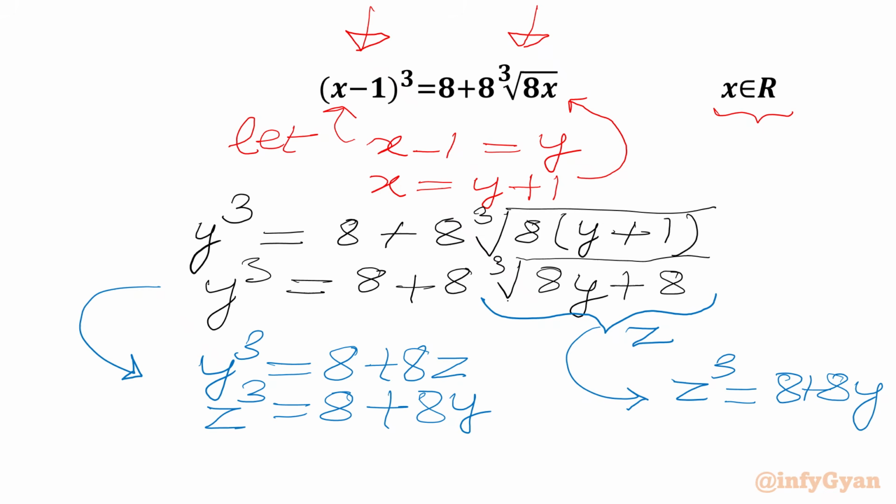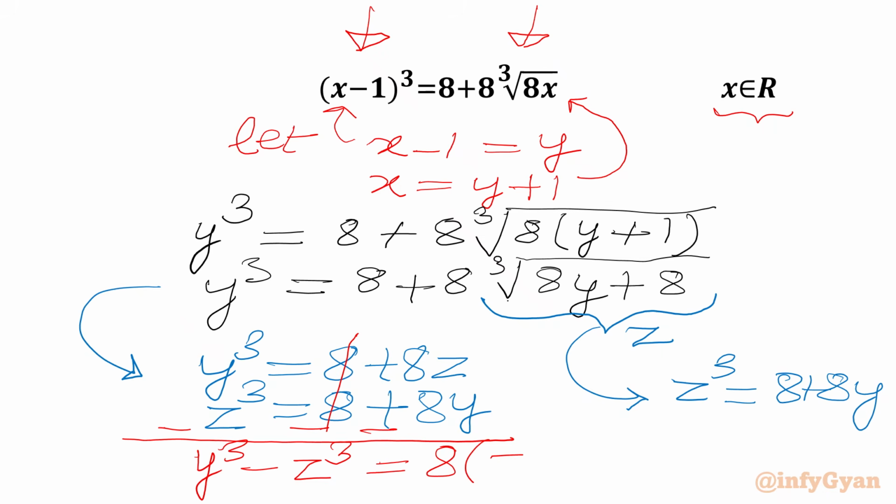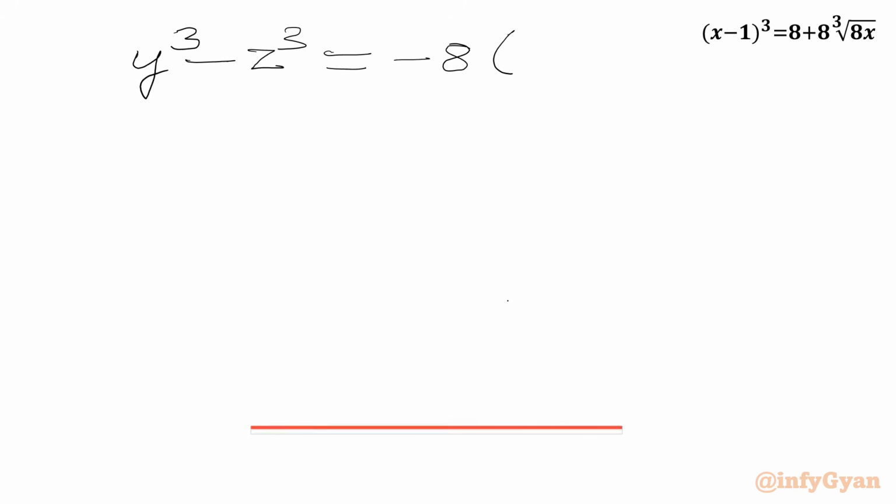Now we have to subtract the second equation from the first one. So we'll change the sign over here. Plus 8 and minus 8 will cancel. We will get y cube minus z cube in the LHS, and we will get 8 times z minus y in the RHS. Now we can take minus common from the RHS bracket and we will get y cube minus z cube equal to minus 8 times y minus z.